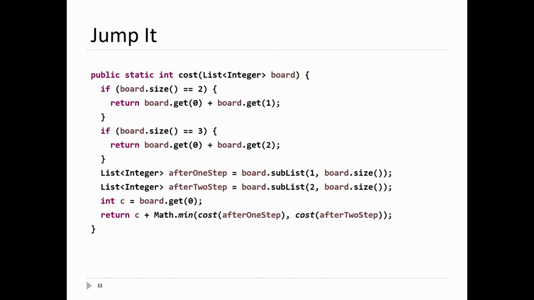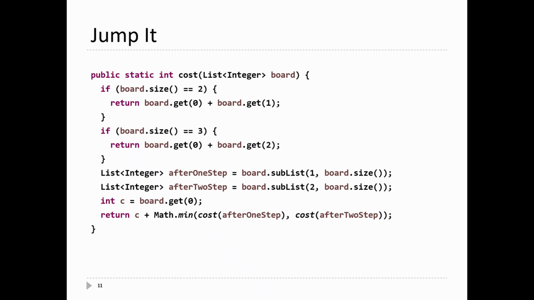So now you have the problem of, how do I get the rest of the board? If I take 1 square to the right, the rest of the board is the original board not including the first element. That's what the sublist method is for. The sublist method gives you the part of the board starting at that index, going up to but not including that index. So sublist 1, comma, board size gives you the list that consists of the original board, not including the first element.